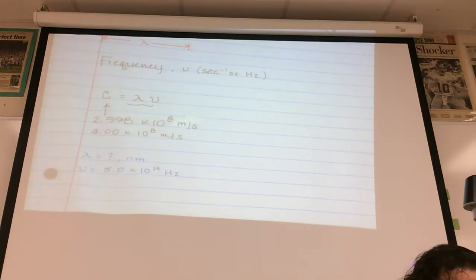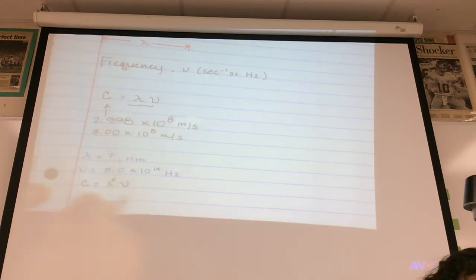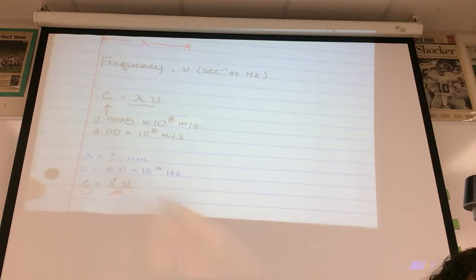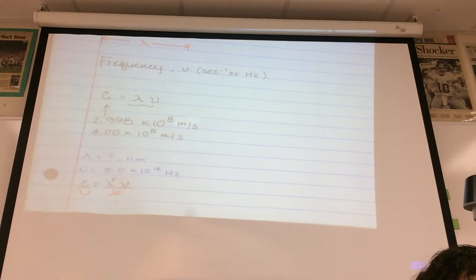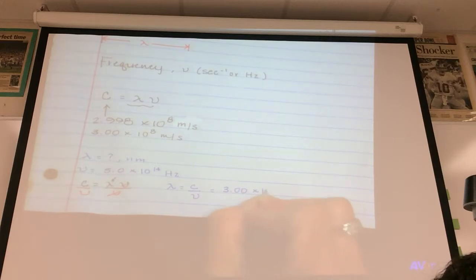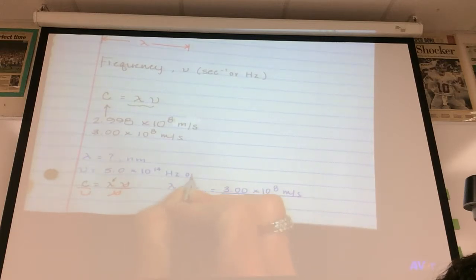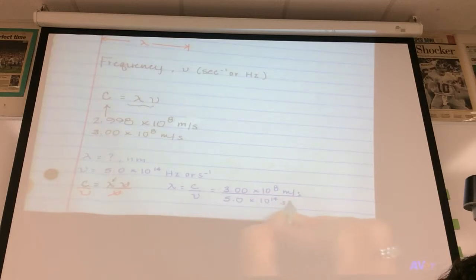We know that the speed of light is equal to the wavelength times the frequency. If we're solving for wavelength, we're going to divide both sides by the frequency. If you can't manipulate variables, Houston, you got it. Now, without a calculator, we're going to use 3 times 10 to the 8th meters per second. And we're going to divide that by 5 times 10 to the 14 hertz. Now, hertz is seconds to the -1, probably easier to use.